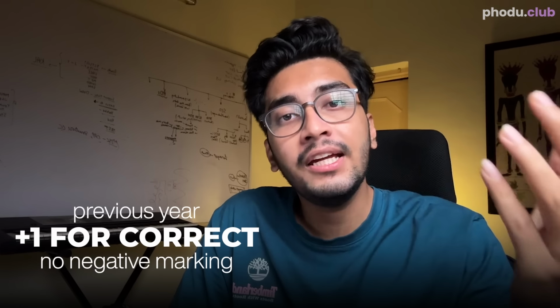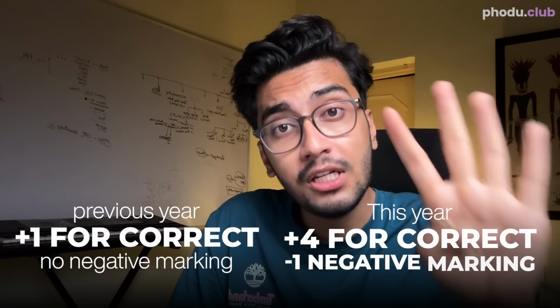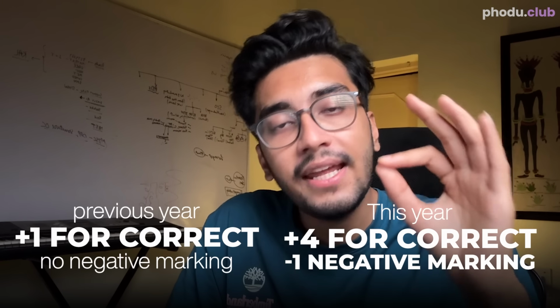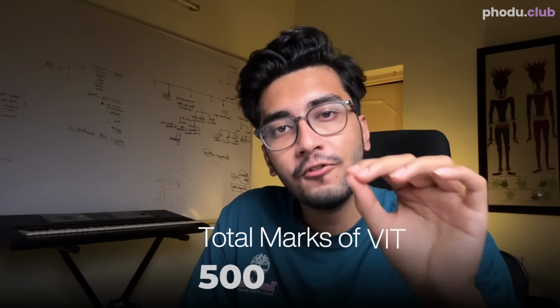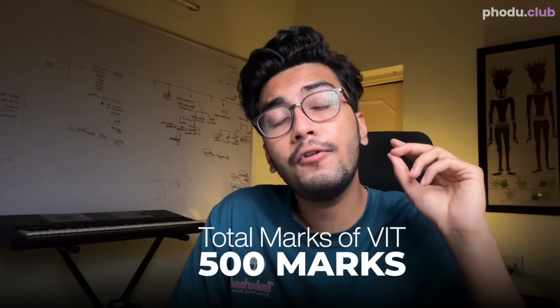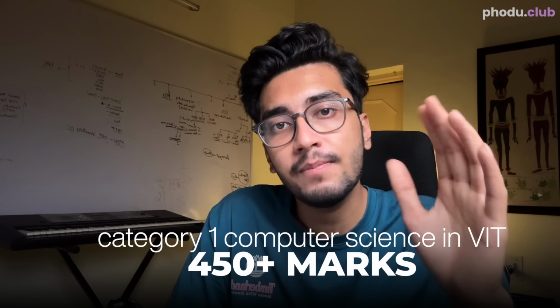The second thing is the marking scheme, which has been changed this year. इसके पहले the paper pattern of VIT EEE used to be very simple: +1 for a correct answer and no negative marking even if you mark a answer incorrectly. But this year it's similar to that of JEE. You get +4 for a correct answer and -1 negative marking if you attempt a question incorrectly. So earlier तुक्का मार के VIT EEE में काम चल जाता था, but from this year there is negative marking, so you'll have to be very careful in attempting a particular question. That makes the total marks of paper equal to 500, and if you're aiming for category 1 computer science at VIT Vellore, then you should at least aim 450 plus marks in VIT EEE.